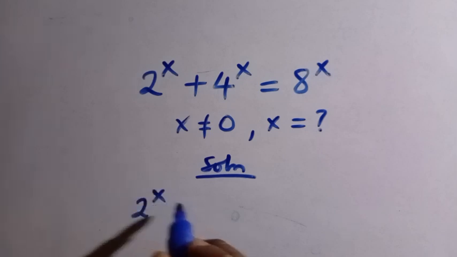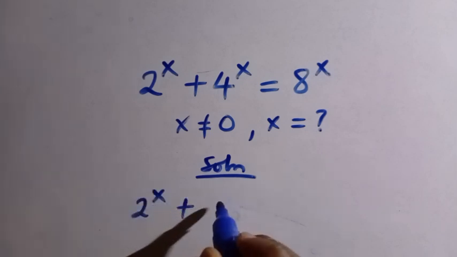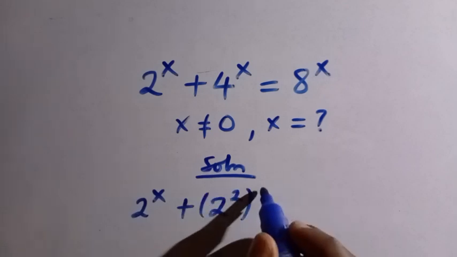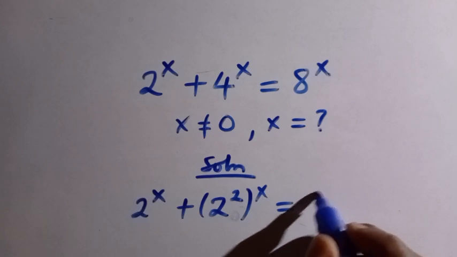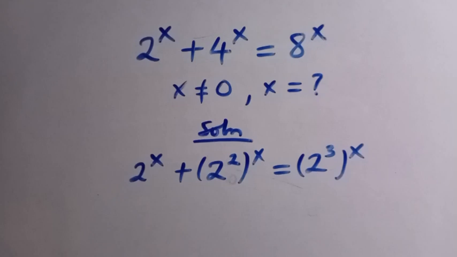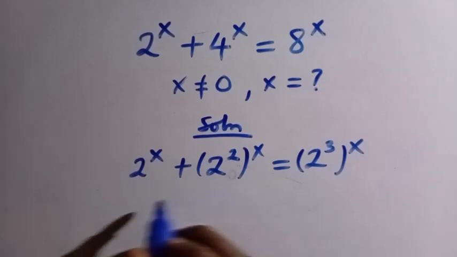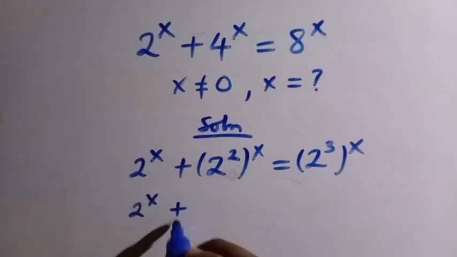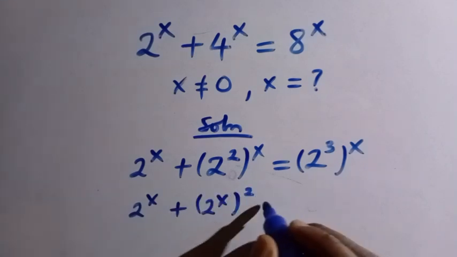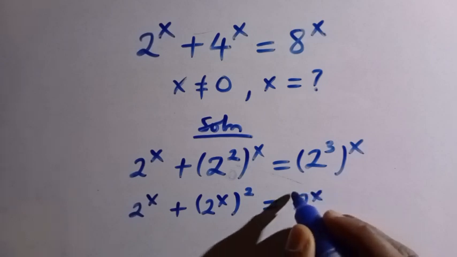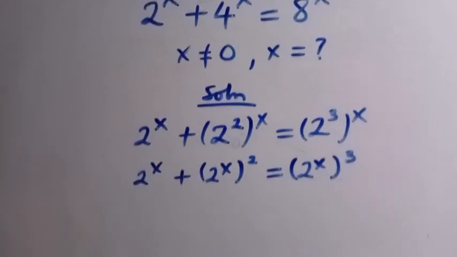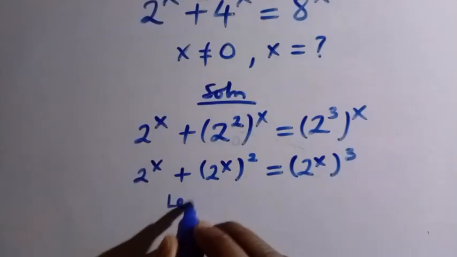Suppose we have 2 power x plus 4 power x. We can write it as 2 power of 2, then raised to power of x, equals 2 power 3 raised to power of x. By this we can switch this as 2 power x plus 2 power x raised to power of 2 equals 2 power x raised to power of 3. So the condition is x is not equal to 0.